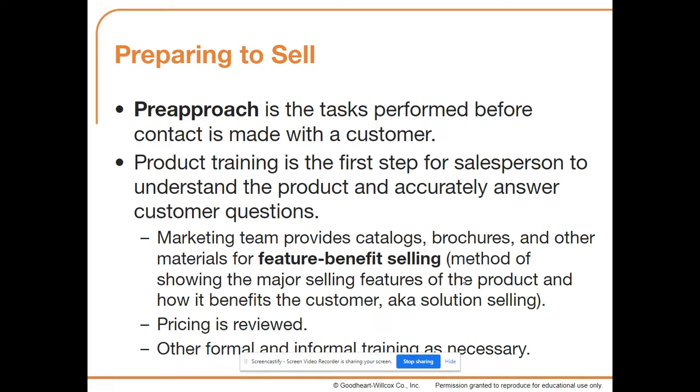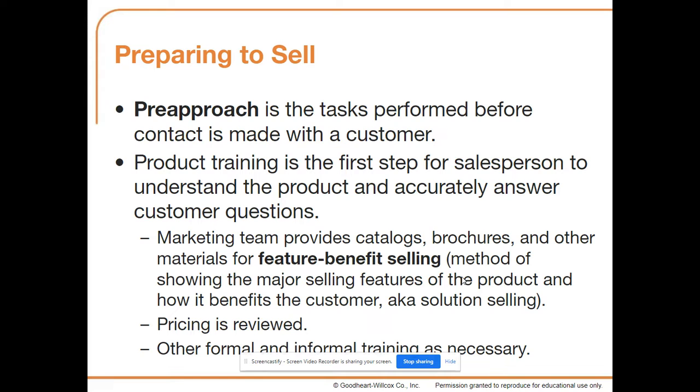The marketing team ahead of time is also going to provide catalogs, brochures, and other materials for feature benefit selling. And feature benefit selling is a method of showing the major selling features of the product and how it benefits the customers. This can also be called solution selling. So that's one thing that's going to be set up ahead of time for these different types of marketing materials to be provided to the salesperson, so that they can be fully educated in the materials that they are going to be sharing with the customers.